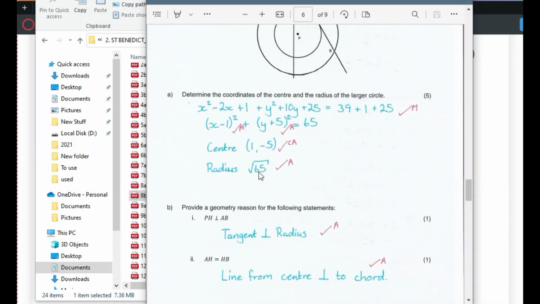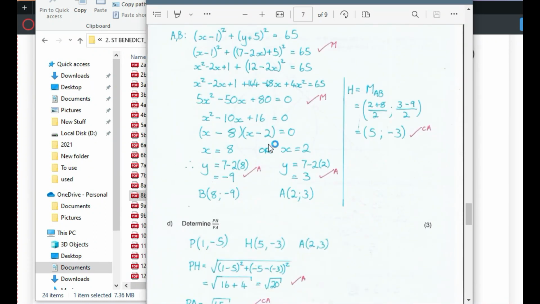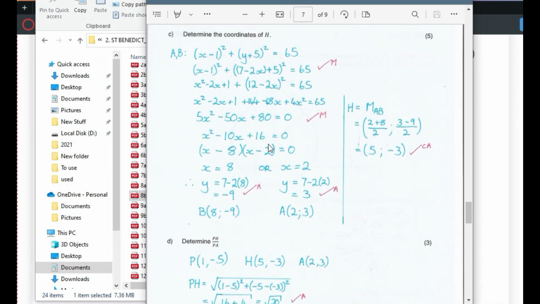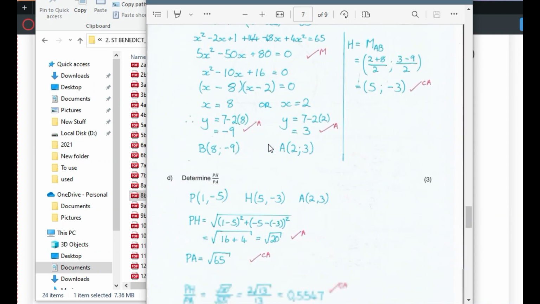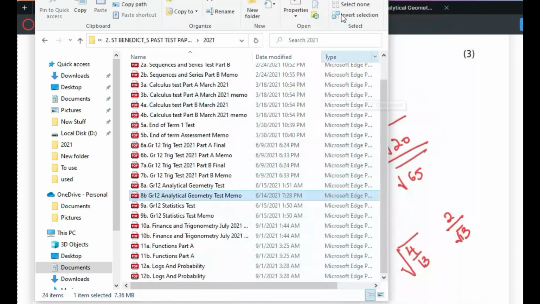Oh yeah, that's right. Root 65 and 1, -5. Radius tangent, line from the center perpendicular to the chord, the midpoint. They did exactly what we did. They did the whole thing for 5 marks, with 5 and -3. They even wrote it in decimals. So they ended up with 2 root 13 over 13, and they wrote the final answer in decimals if you want to. So we're absolutely right. Yeah, it looked weird.